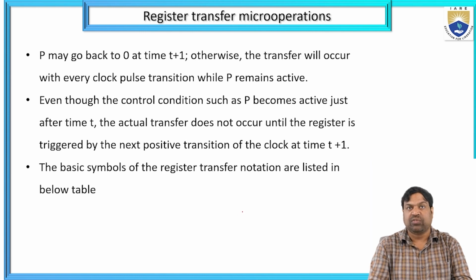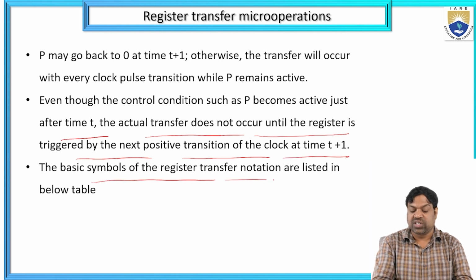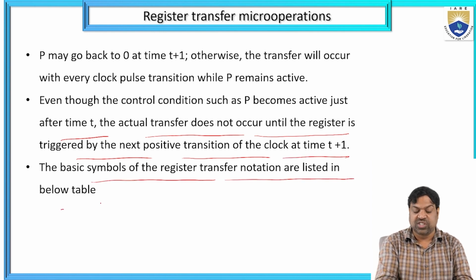Otherwise, the transfer will occur with every clock pulse transition while P remains active. Even though the control condition P becomes active just after time T, the actual transfer does not occur until the register is triggered by the next positive transition of the clock, that is T plus 1. The basic symbols of register transfer notation are listed below.